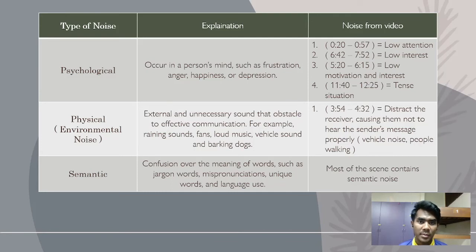The next type of noise is semantic noise, which is confusion over the meaning of words such as jargon, mispronunciation, unique words, and the language that we use. From the short film, most of the scenes contain semantic noise.